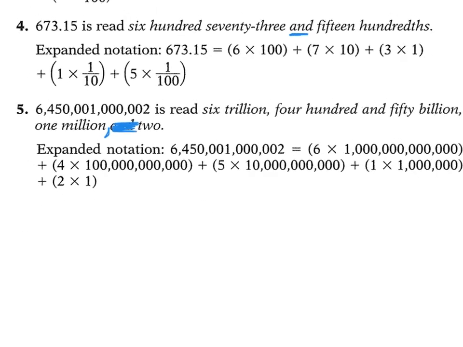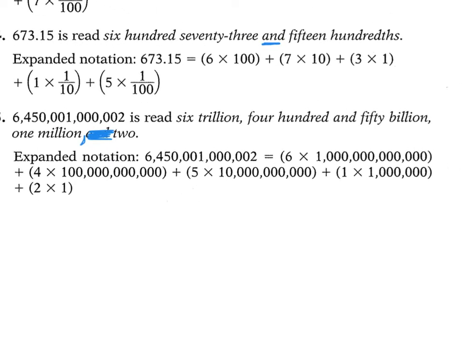In expanded notation, we would have 6 times 1 trillion, since that 6 is in the trillions place, plus 4 times 100 billion, plus 5 times 10 billion, plus 1 times 1 million, plus 2 times 1, since that 2 is in the ones place.